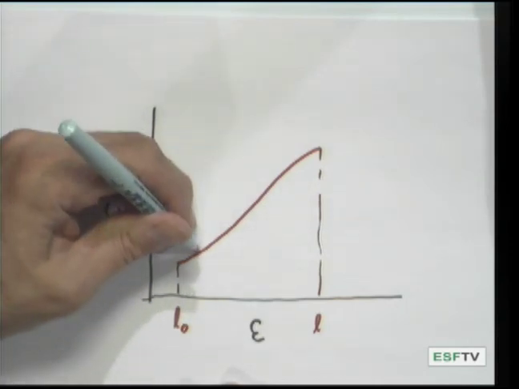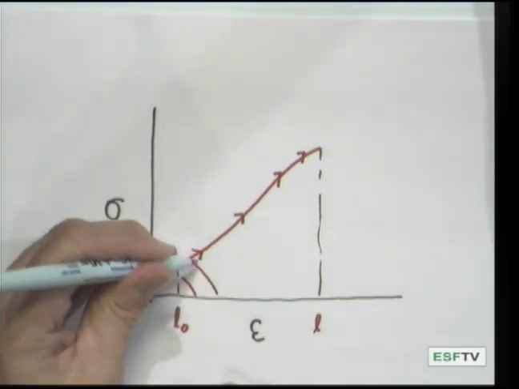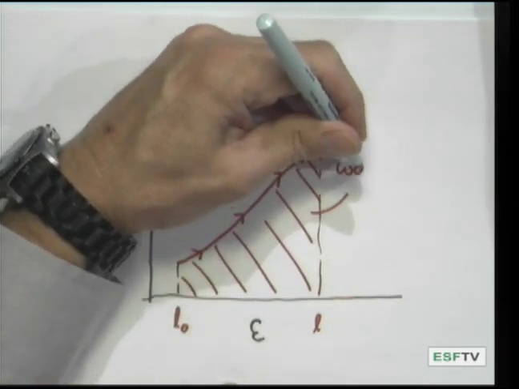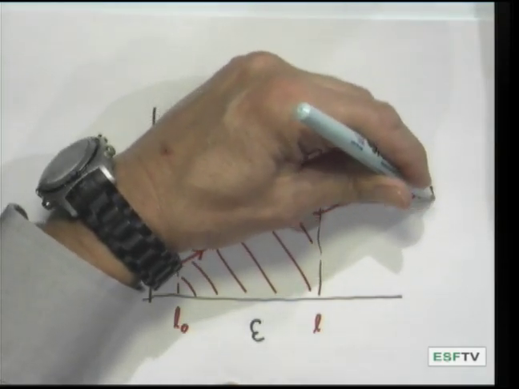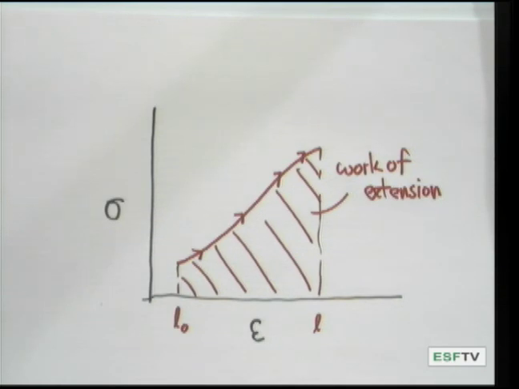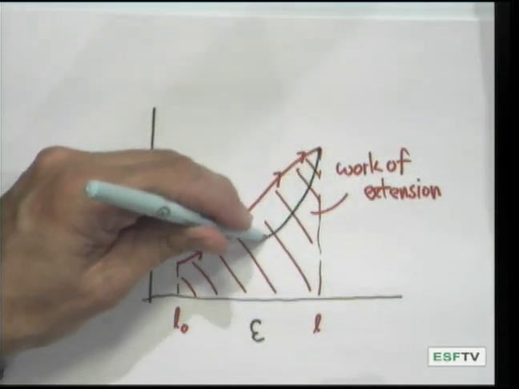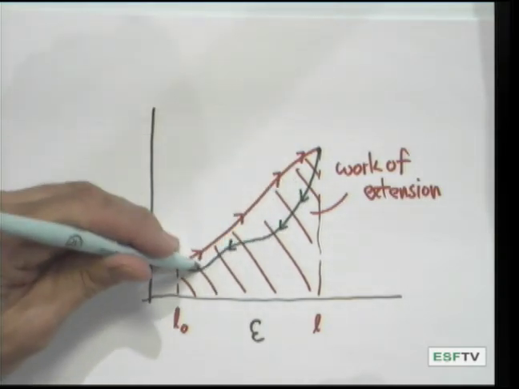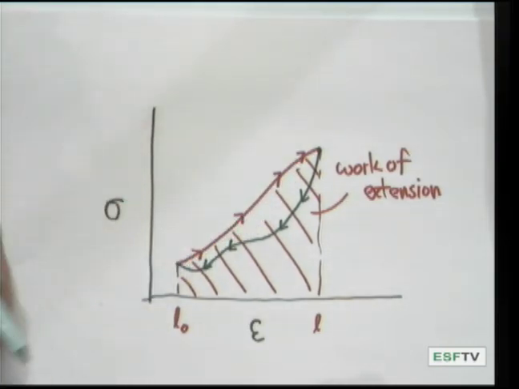And as we move up this curve, we're going to be doing a certain amount of work on that system. And that is going to correspond to a work of extension. That is, this is the storage of energy in this system. If we then release it and allow it to release its energy, we might get a curve that looks something like this. And this is what happens when you're releasing it. This is the work that you put in, in red. In green, this is the work you get out.